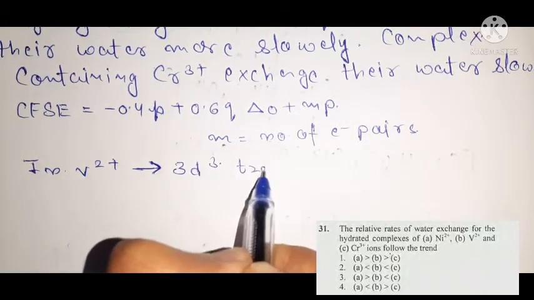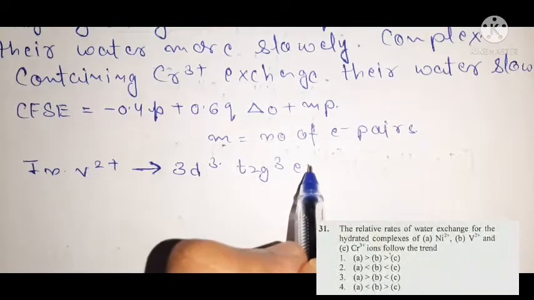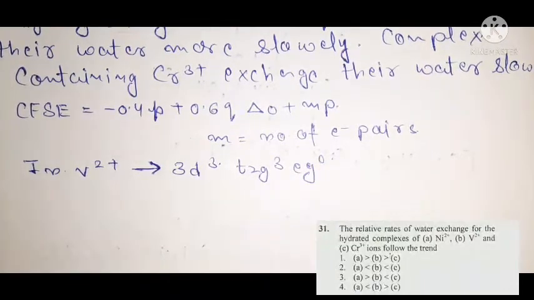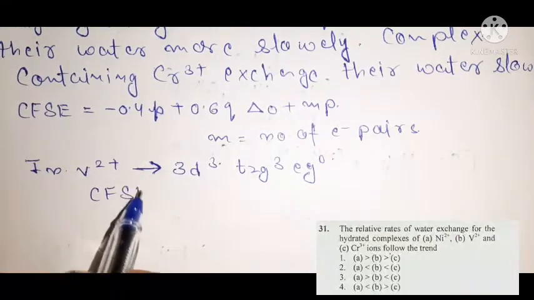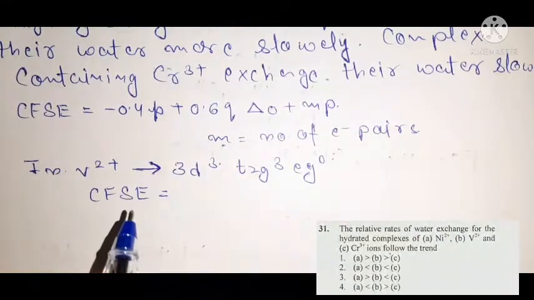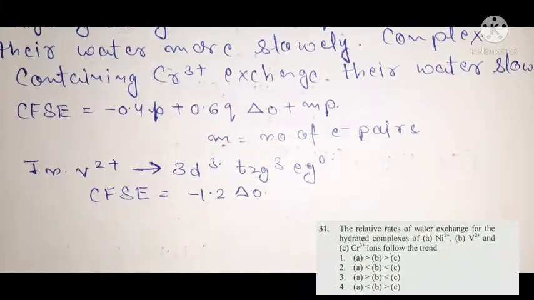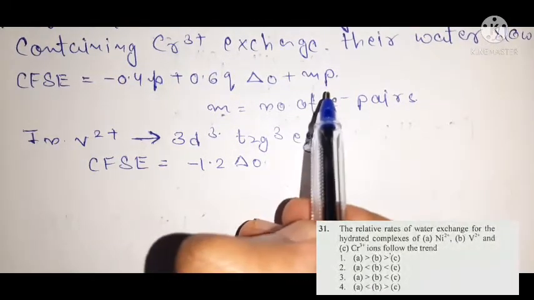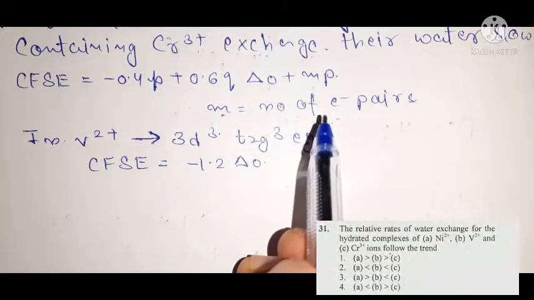So it has 3 electrons in its lower energy t2g orbital and 0 electrons in the higher energy eg orbital. On the basis of this data, the value of CFSE for vanadium 2 plus ion is minus 1.2 Δo. We conclude it, because here the value of m will be 0. There are no electron pairs present in this metal ion.